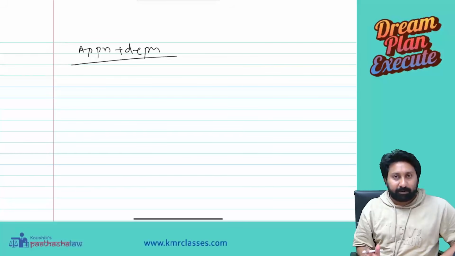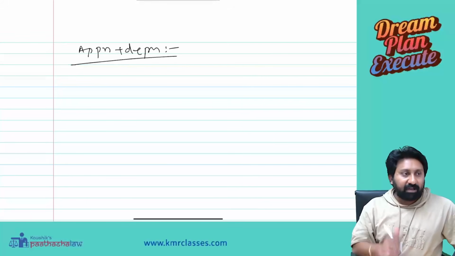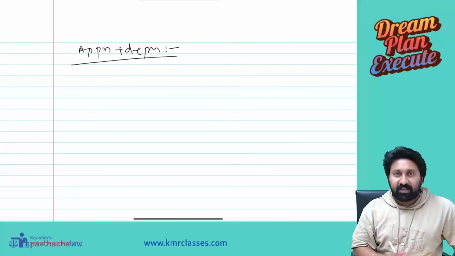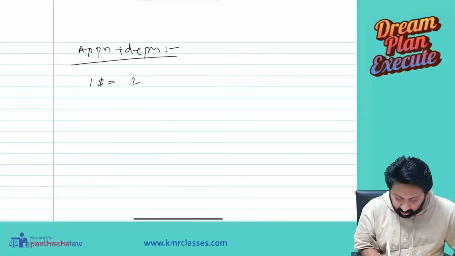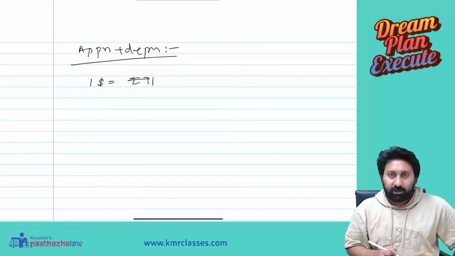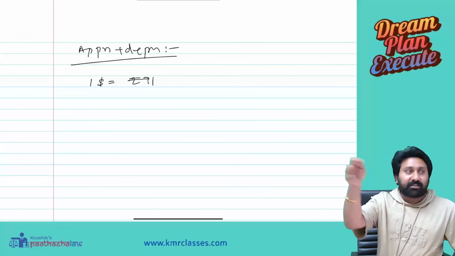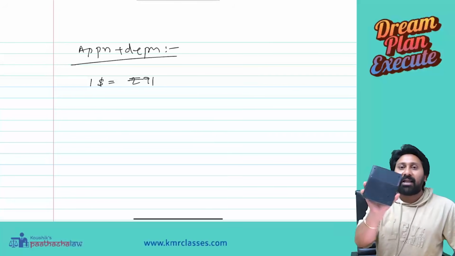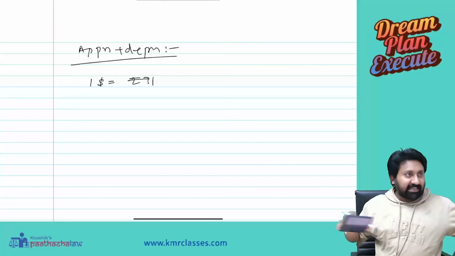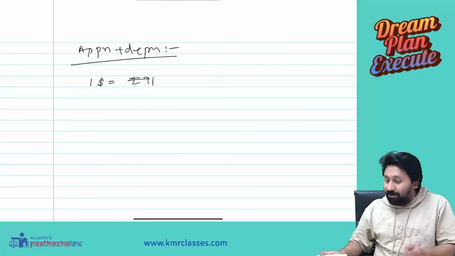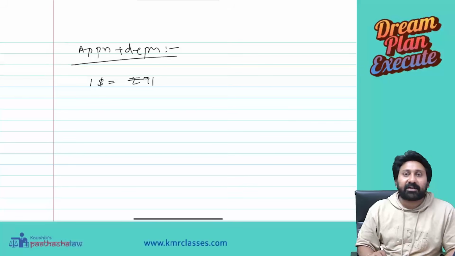What do you mean by appreciation and depreciation? Whenever a currency is given in the question, they will tell you it is appreciated by 10%. See, $1 equal to rupees 91. Dollar appreciated by 10% means the dollar should not increase; the opposite thing should increase. For example, a calculator is 100 rupees. If the calculator is inflated, the money required to buy the calculator is increased. That means the dollar appreciated by 10%.